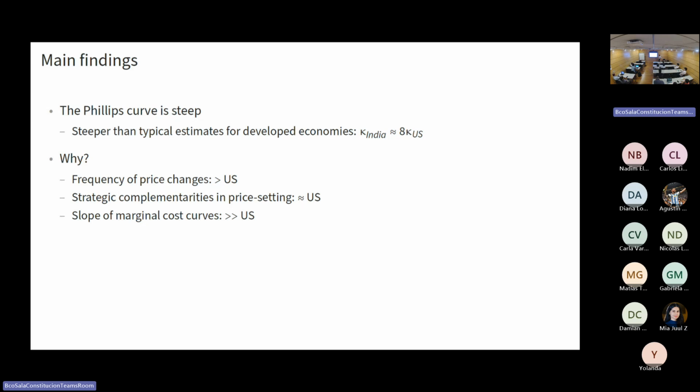The important thing is that the first channel is going to explain something like 25% of the difference. The second channel explains nothing. And the lion's share of the difference in the slope of the Phillips curve in India and in other latitudes, according to our estimates, comes from the fact that the slope of marginal cost in India, which is going to reflect the extent of decreasing returns to scale but also the market for inputs, is going to be way more inelastic than for other firms. Okay, so I'll show you that.